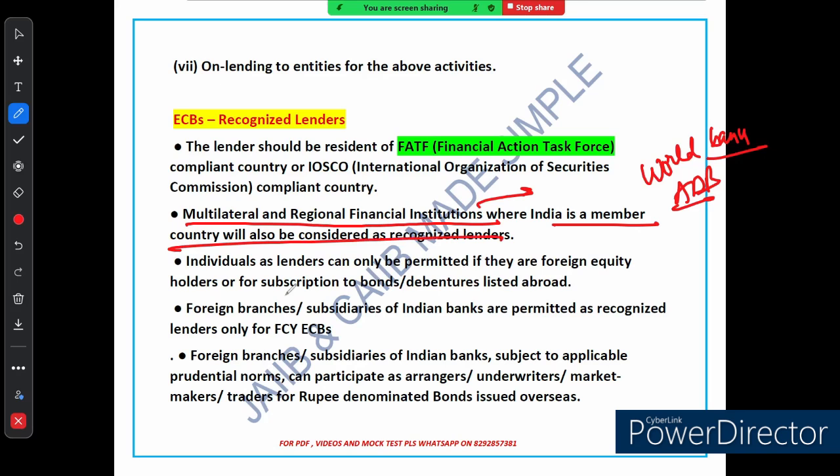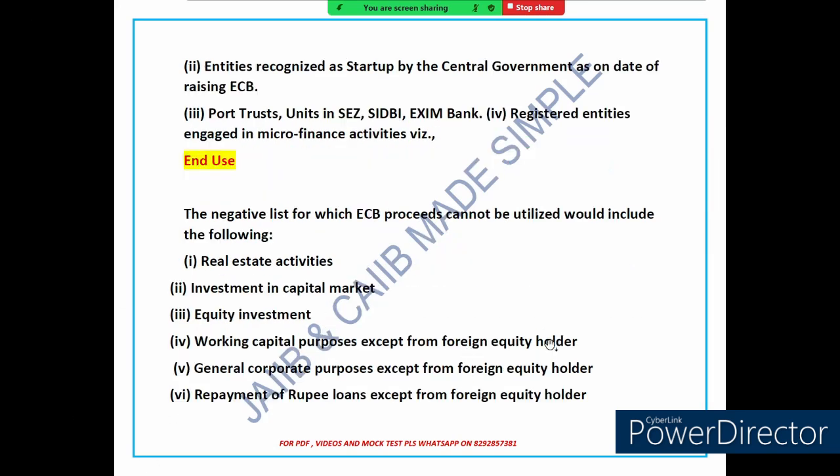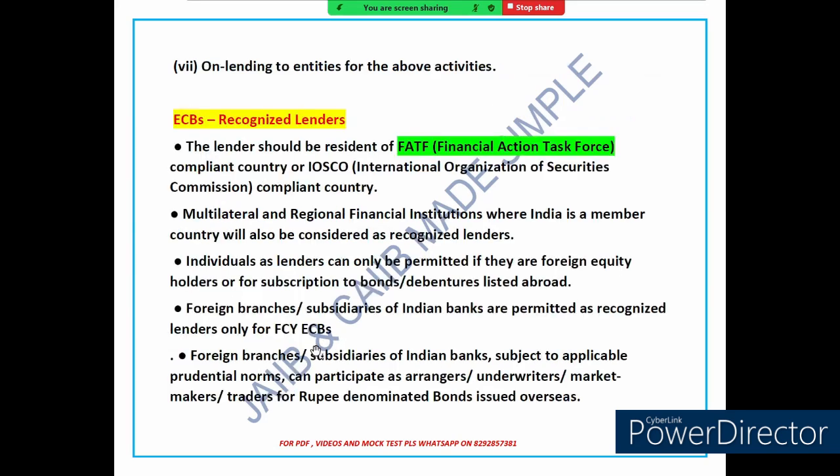Next thing is individual as a lender. Try to understand, very good thing. This is allowed if the individual is a foreign equity holder. Remember, I have just told you in the previous slide regarding this foreign equity holder. So foreign equity holders are allowed. If you are taking this ECB proceed for working capital purposes from a foreign equity holder, you can do that, but not from an Indian equity holder.